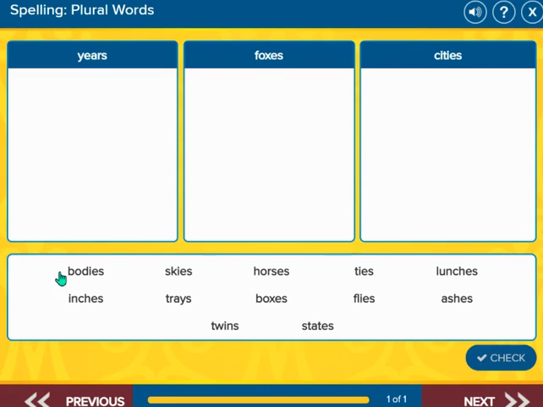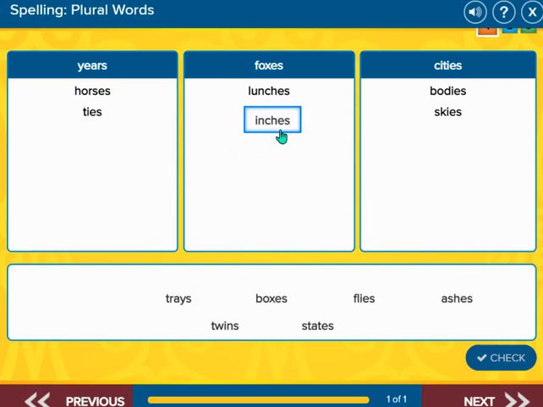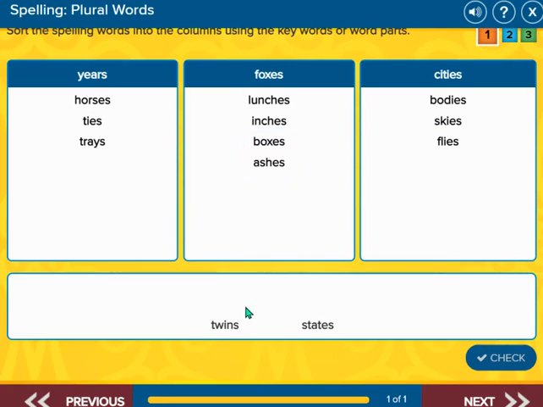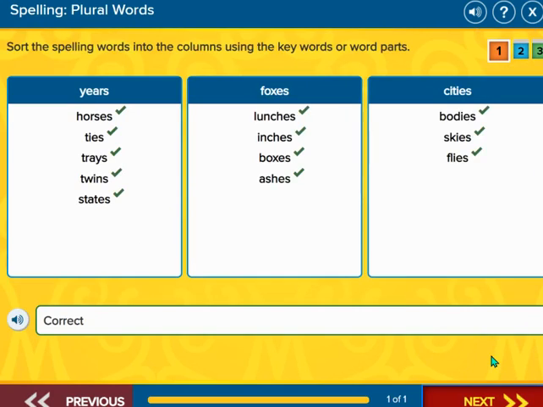Let's start sorting. Bodies, skies, horses, ties, lunches, inches, trays, boxes, flies, ashes, twins, states. Now let's check our work. Good job!